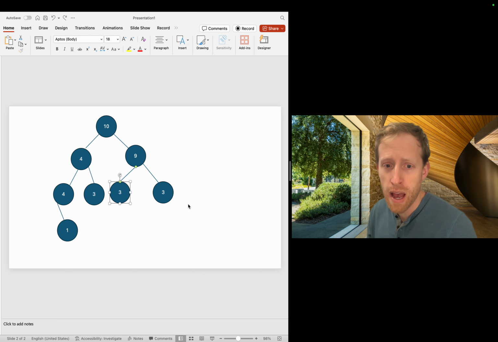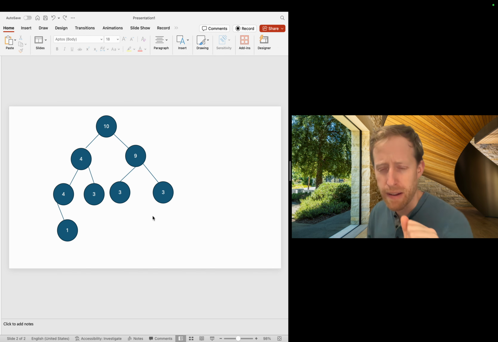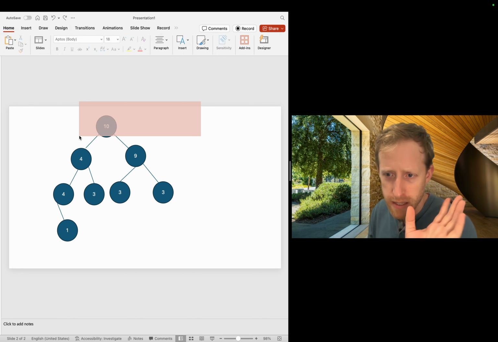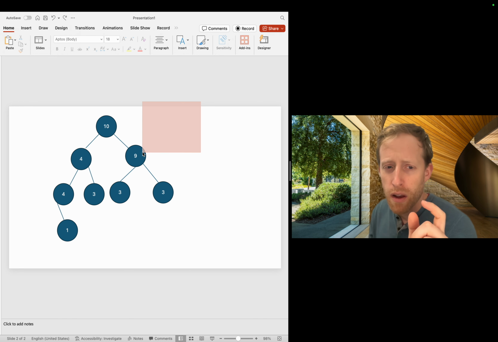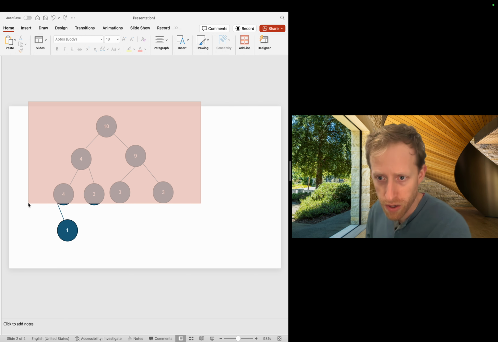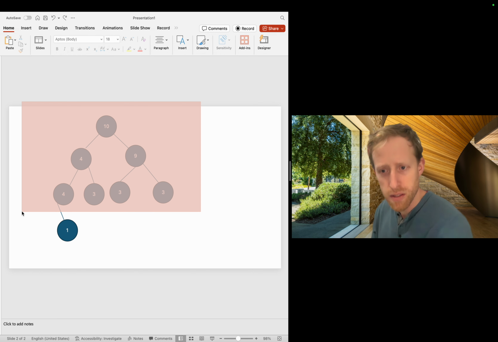Another way to think of it, I'm not going to impromptu this right now, because I'll probably say something wrong. But this first layer, your base node, always has exactly one node. Your second layer has exactly two nodes if you have a second layer. Your third layer has exactly four nodes, and so on and so forth.